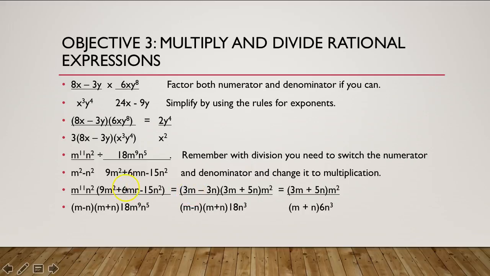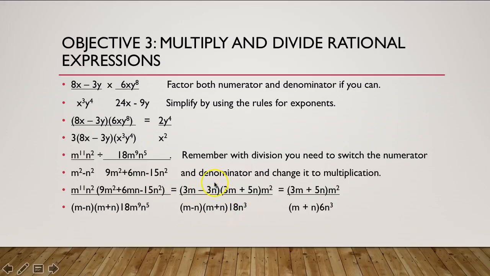And then factored the numerator here into 3 times m minus n and 3m plus 5n times n squared over m minus n, m plus n, and then 18n to the 3rd. So besides the factoring here, I also took 11 minus 9 to get the m squared, and then I took the 2 away from the 5, so that way I get the n to the 3rd.